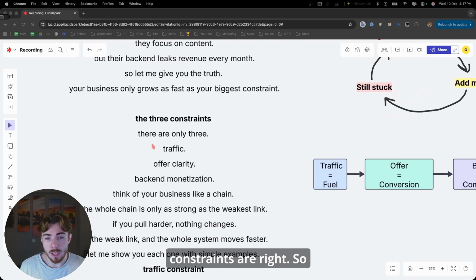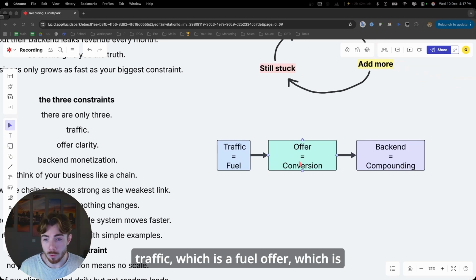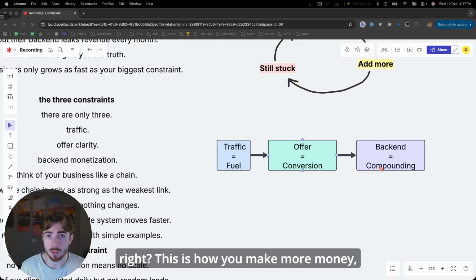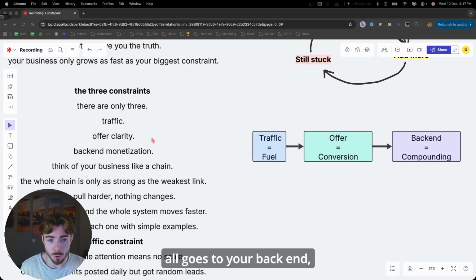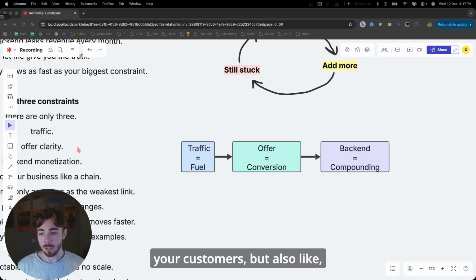And the three constraints are, right? So traffic, which is the fuel, offer, which is the conversion, and backend, which is the compounding, right? This is how you make more money, the lifetime value. It all goes to your backend. And not only the lifetime value of your customers, but also the delivery, right? Your system, your service delivery, and all of that. It goes to the backend, right?